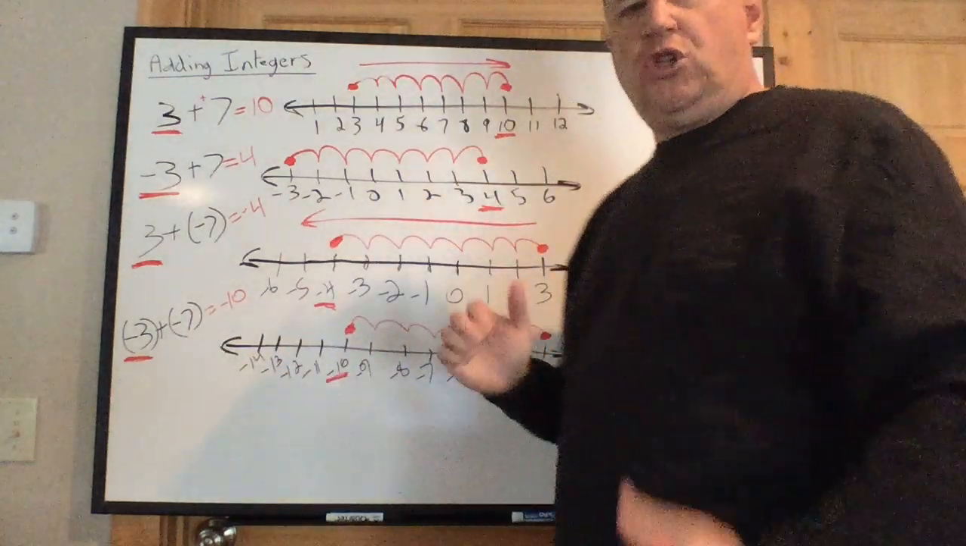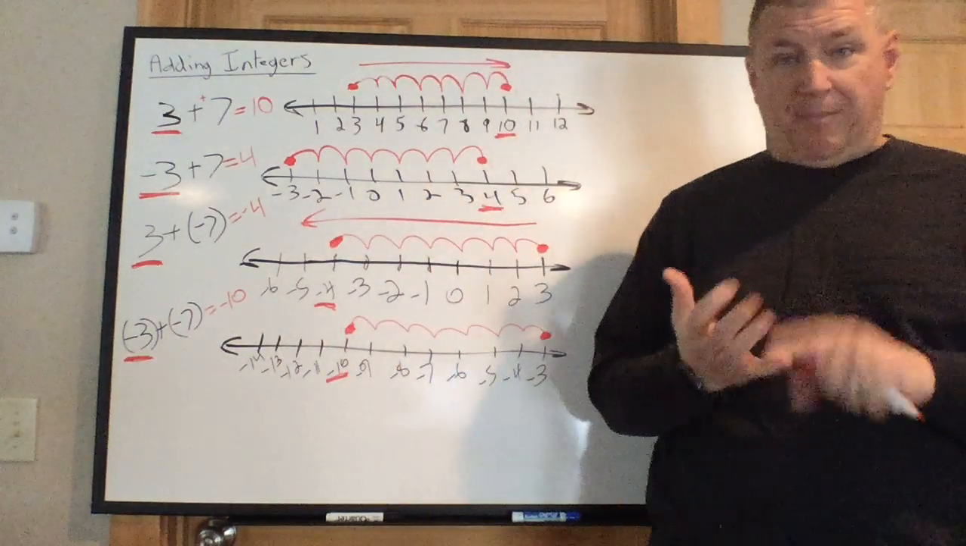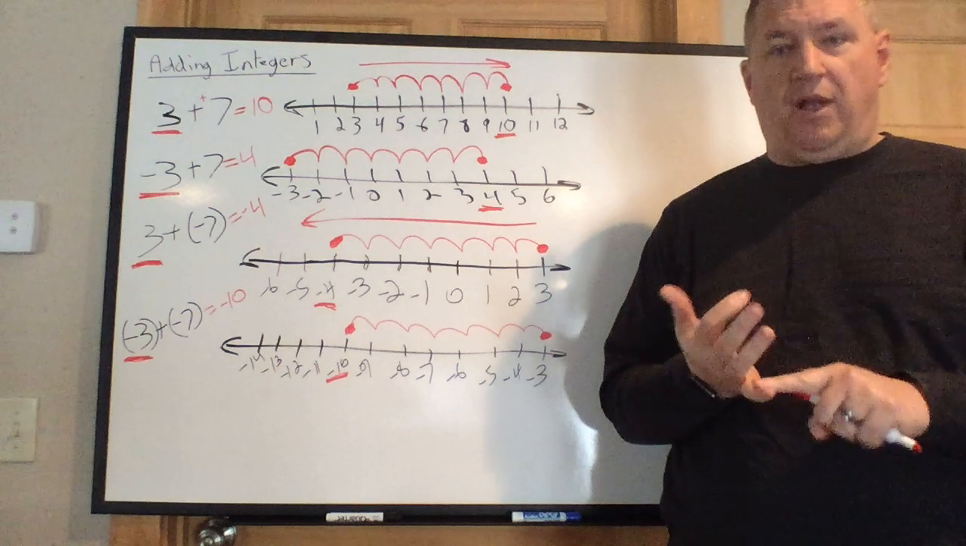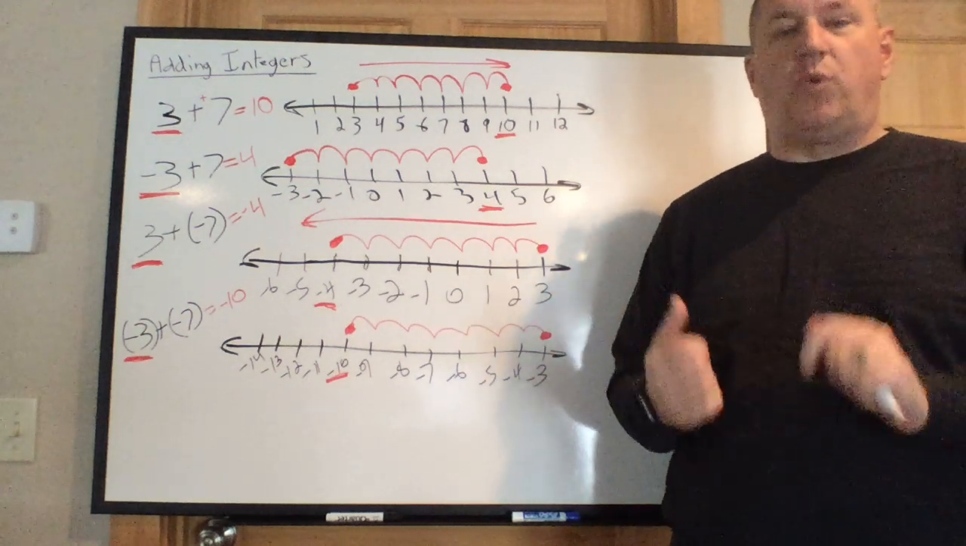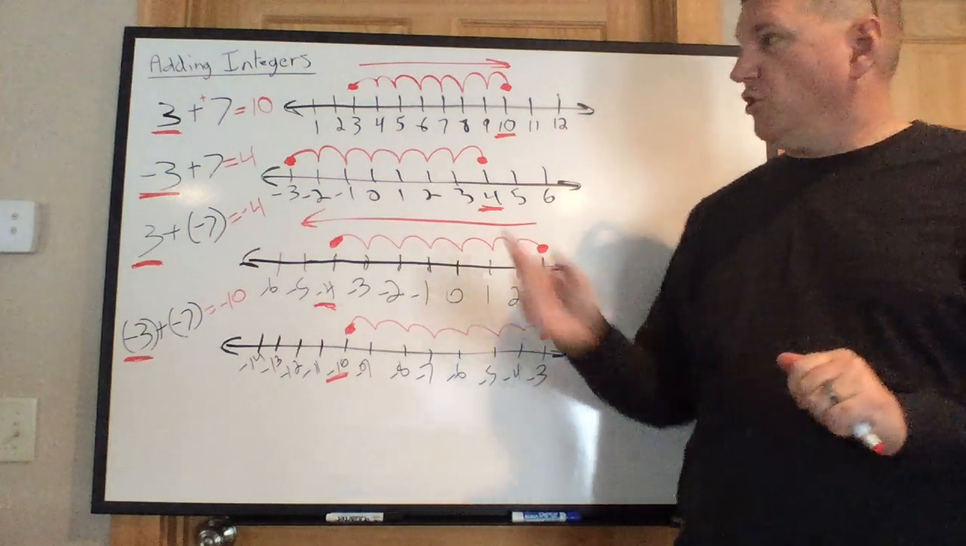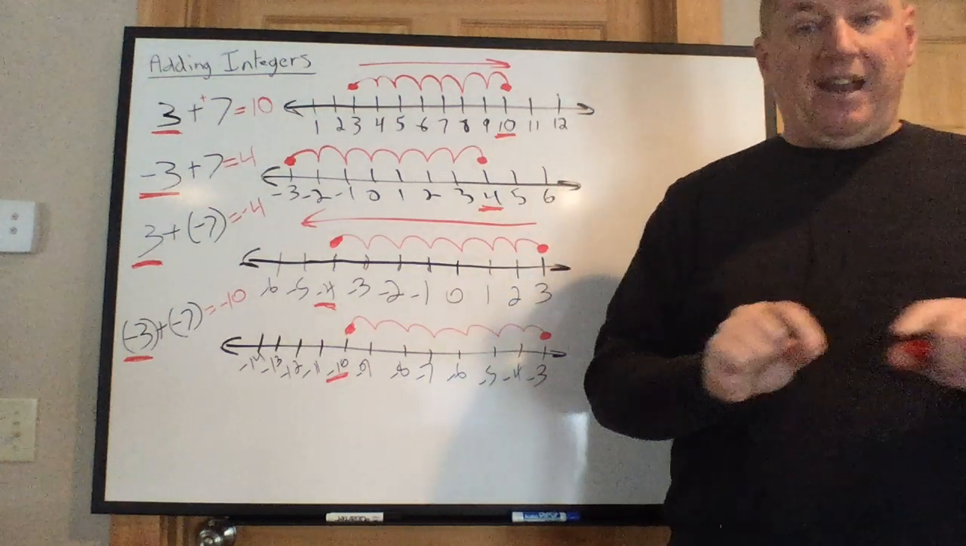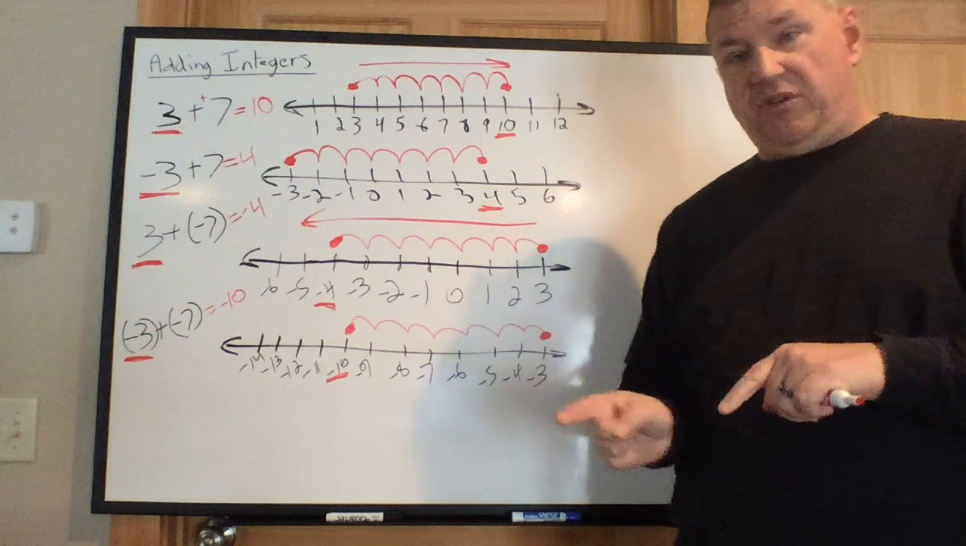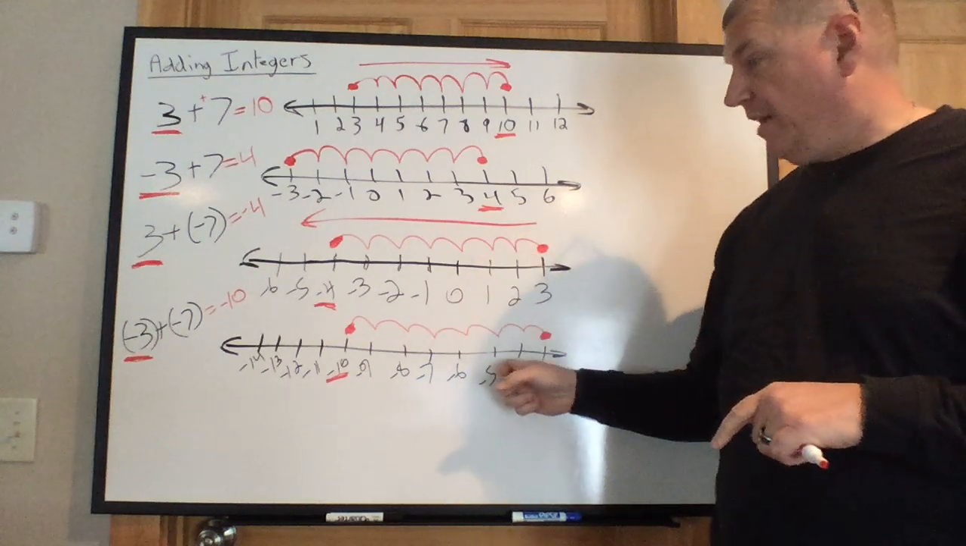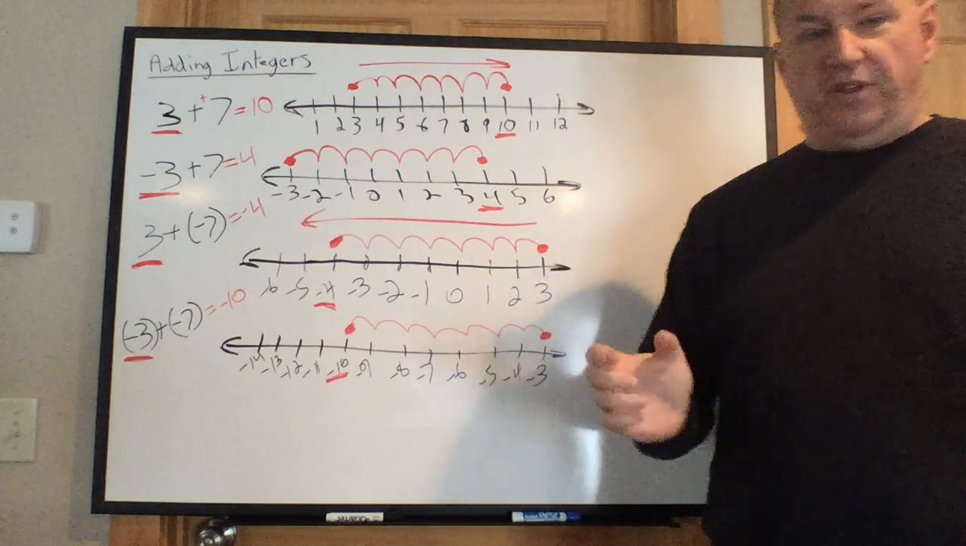So to sum it all up, when you add a positive number on a number line, you're going to move to the right, just as we did in our first 2 examples. When you're adding a negative number, you're going to move to the left, just as we did in our second 2 examples. So hopefully this will help you with your adding of integers.